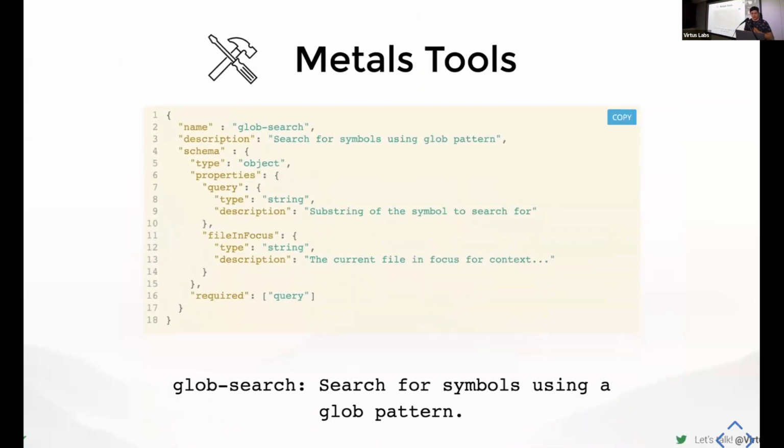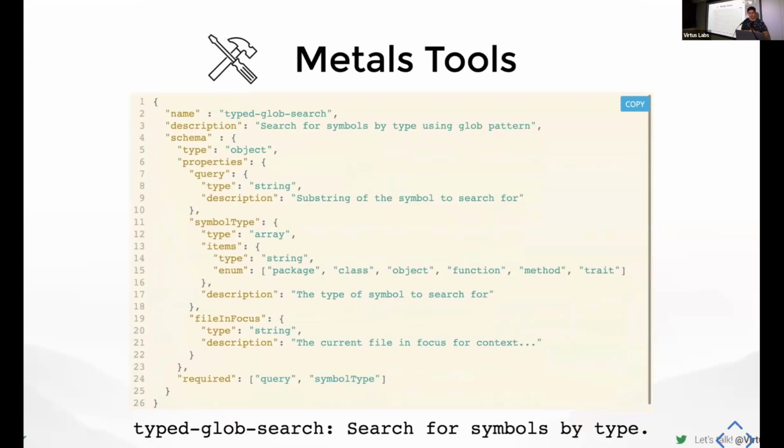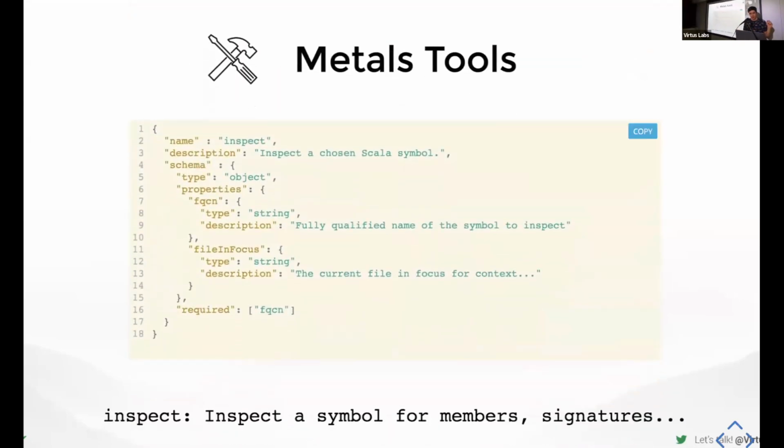So we have glob search, which is just find any symbol, so any package, classes, anything that fits this substring. We have a typed glob search, which is similar, but it will be looking just for a certain type of symbol, so a function, method, trait, stuff like that. We have inspect, which will try to figure out what a symbol is. So if it's a method, it will find you the signature. If it's a class, it will show you how the class looks like, stuff like that. So it's basically hover, but a bit more.